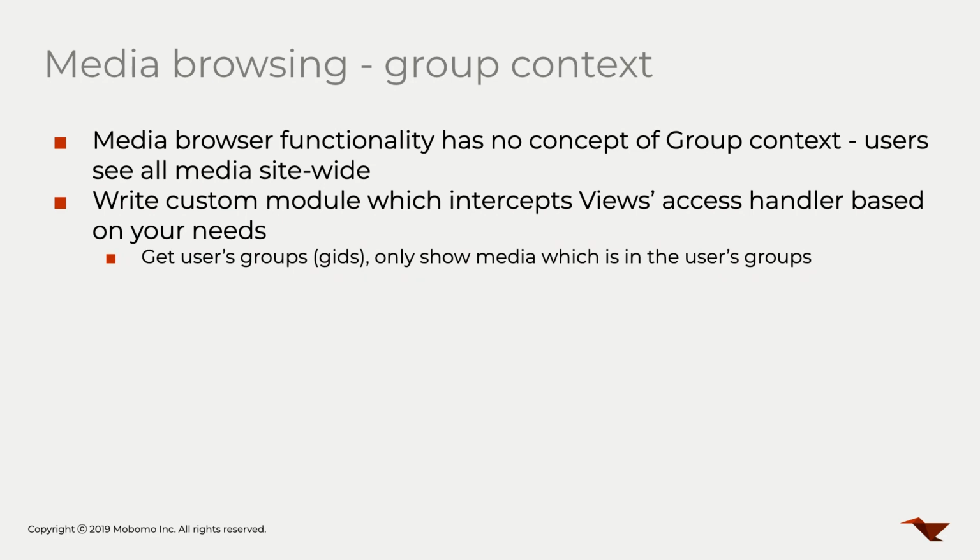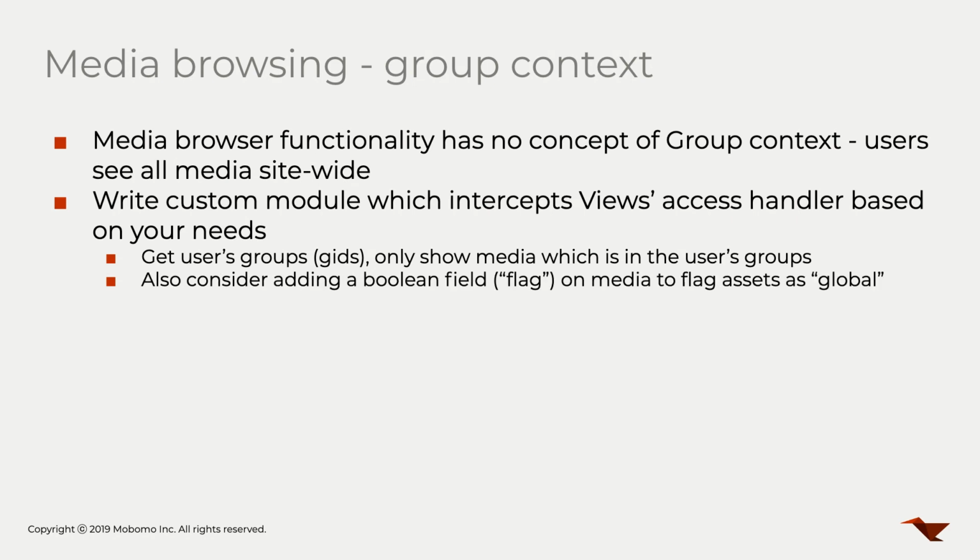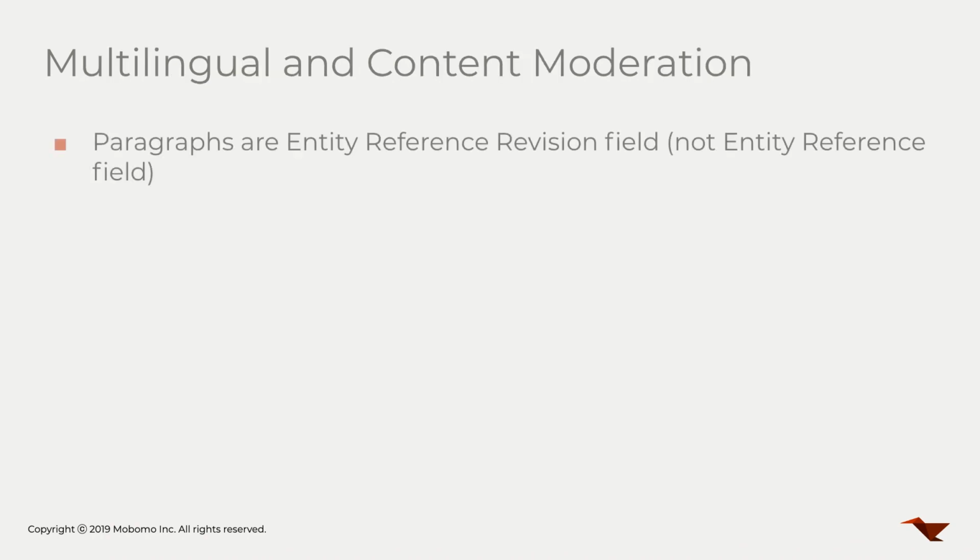Media browsing: there's no concept of ownership when you're browsing the media library. If you're adding an image to a group or to a group content node, it has no idea that we've established some sort of ownership for this image, that it only belongs to this group. Why can this other group see it? So we had to write a little view plugin to intercept the access handler for views to look at what groups this user has, etc.